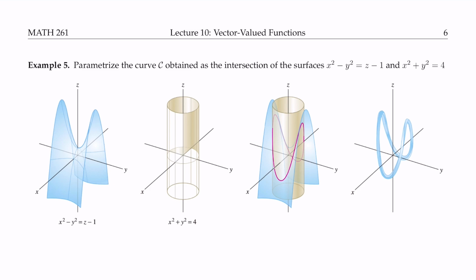You have the surface x squared minus y squared equal to z minus 1 given in this picture. Now the surface x squared plus y squared equal to 4 is actually a circle centered at the origin with radius 4. If you extend the circle into a surface and blend that in with the first surface, you will have something like this, and the curve obtained by the intersection of the two surfaces gives you this particular shape. The job is to extract the coordinates x, y, and z of a point on the curve as functions of the parameter t.